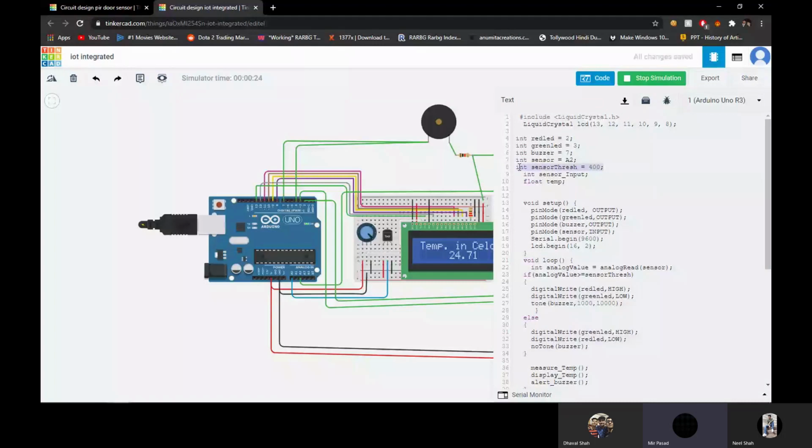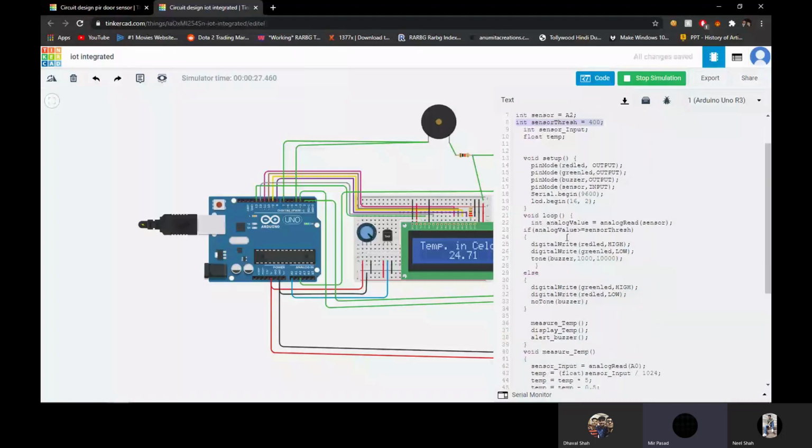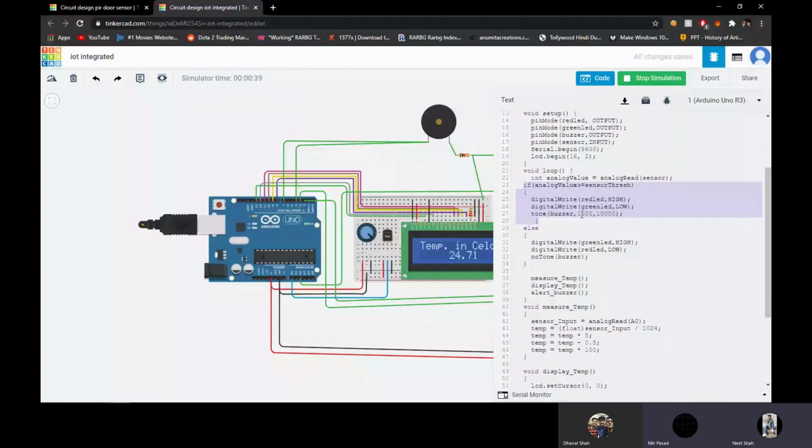It will check a condition: if the value of any gas detected goes above 400, then the red LED will be high and the green LED will be low, and the buzzer will give an alert. Here 1000 is the frequency and 10,000 is the time duration. And if the value doesn't go above 400, the green LED will be high and the red LED will be low, and the buzzer will make no sound.